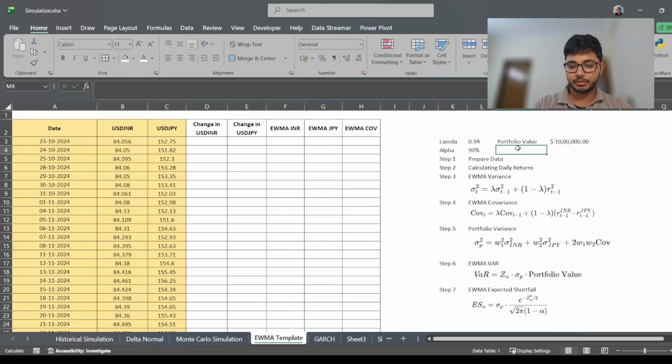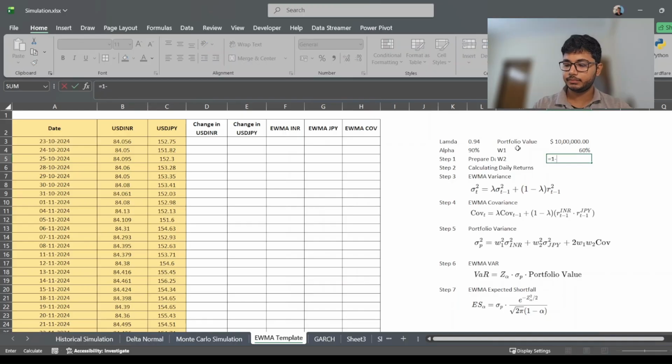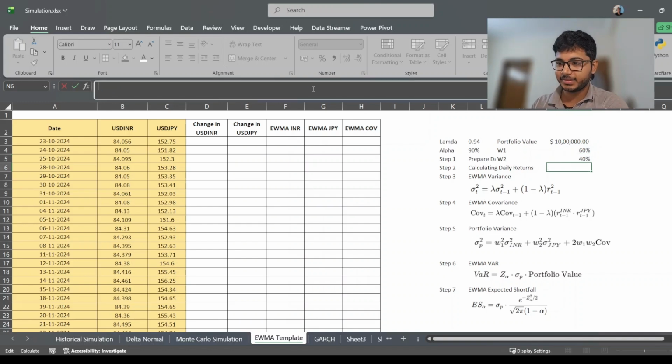Then my weightage for dollar INR is 60%, and weightage for JPY will be 40%. Why is it lagging? I just need to find out.